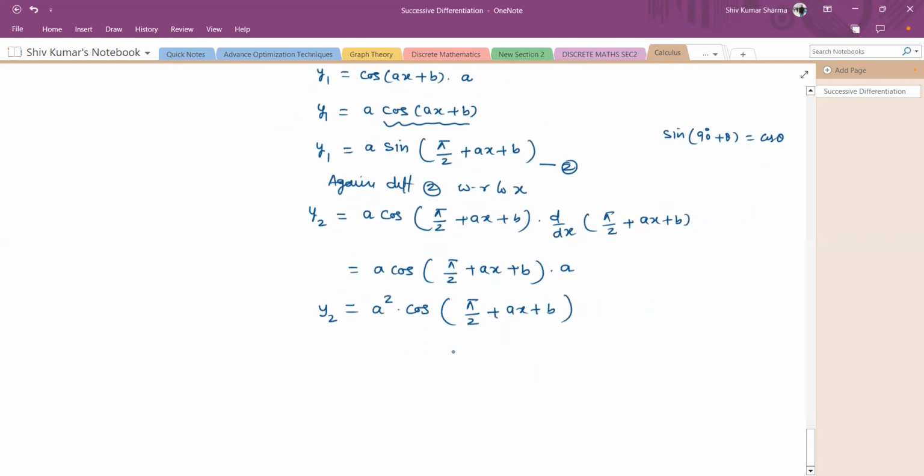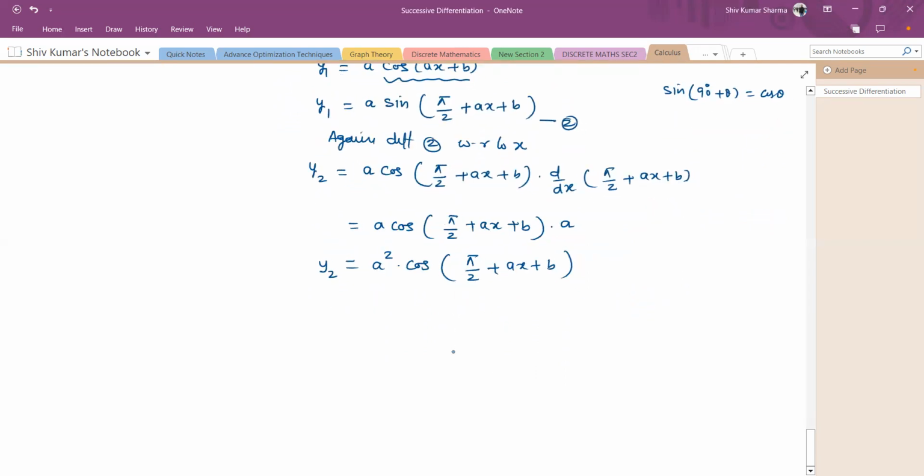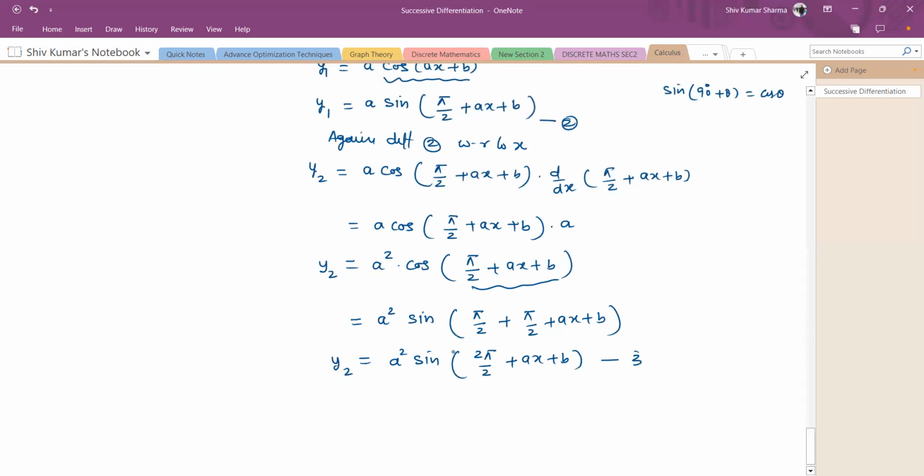Again, we write this cos in the form of sine. So we write a squared into sin(pi/2 + theta), where this complete term we can write as theta, that is pi/2 + ax + b. So a squared into sin(pi/2 + pi/2), which we can write as 2pi/2, plus ax + b. So this is our equation number 3.